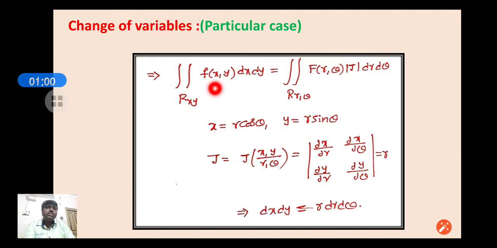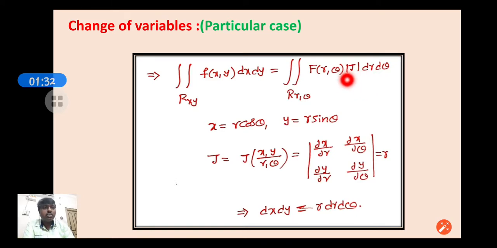So your function f of x comma y changes into the form of capital F of r comma theta, and our smallest area dA is nothing but length into breadth. It can be written as dx into dy. That dx dy can be written in the form of modulus of Jacobian into dr d theta. That means the smallest area in the xy plane can be changed into the smallest area in the r theta plane in the form of Jacobian into dr d theta.